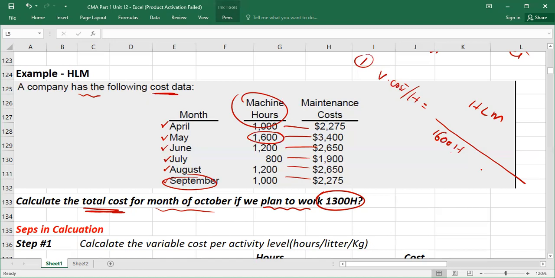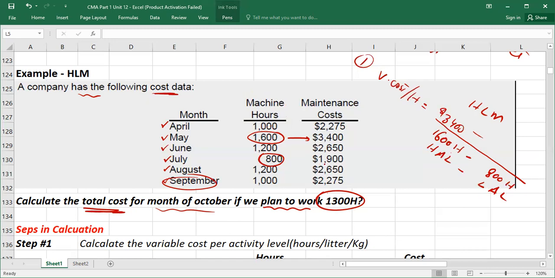And then we'll put the lowest activity level. Please don't make a mistake here. Lowest activity level is how much? 800 hours. We'll deduct. It means the formula is highest activity level minus lowest activity level. Understood? And in the numerator, we will write their cost. Cost at highest activity level is how much? $3,400.